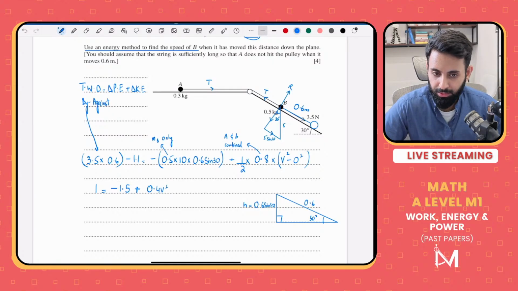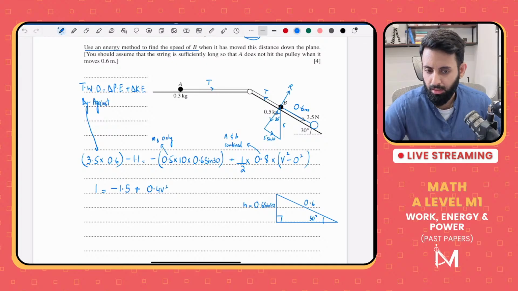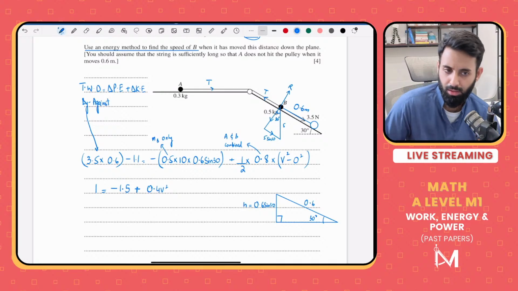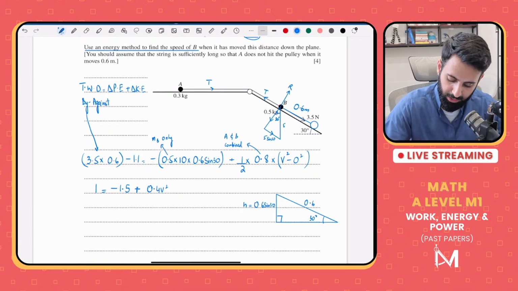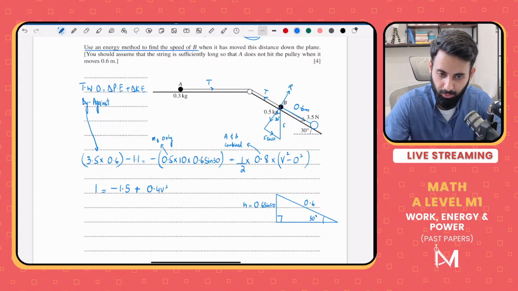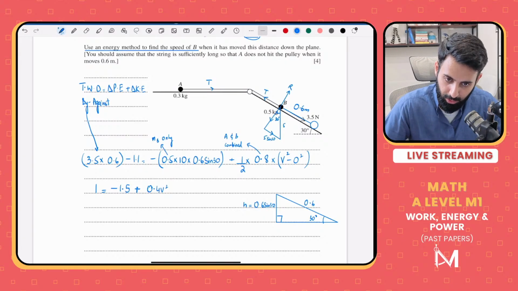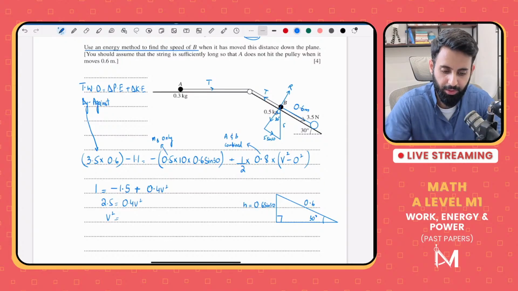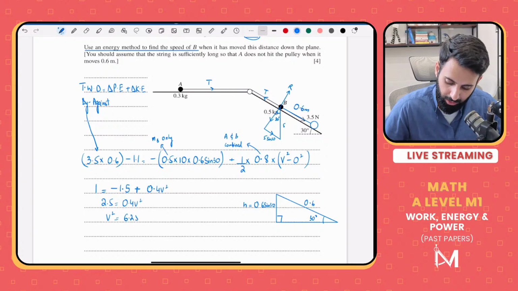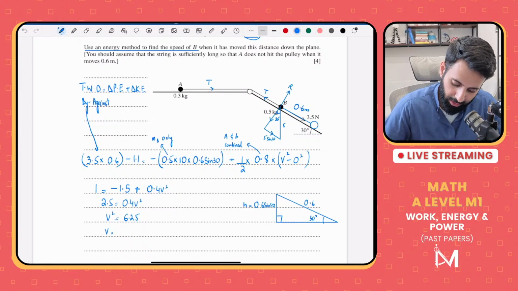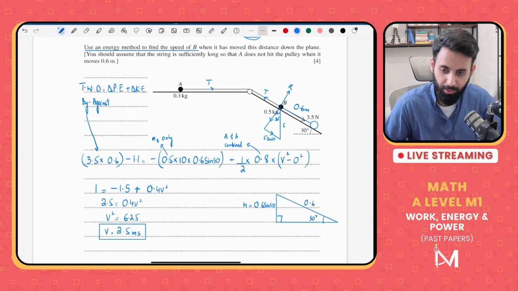So shouldn't we also include T into 0.6 as work done by A? Okay, why would you do that? Just a minute, let's work this out. So 1 plus 1.5, that's equal to 2.5. 2.5 is equal to 0.4 V square. V square is equals to 2.5 divided by 0.4, that's 6.25. And then let's take the square root. So if you take the square root, we get the correct answer, which is 2.5 meters per second. There you go.